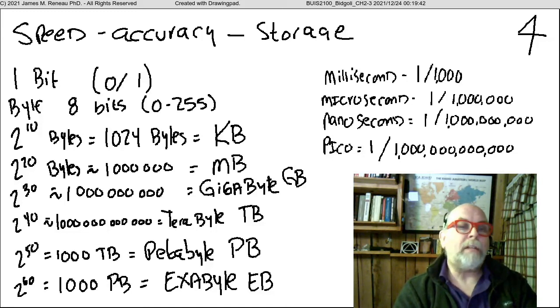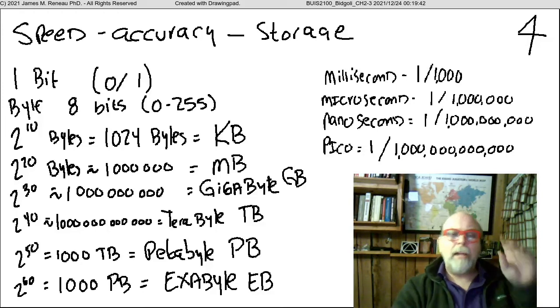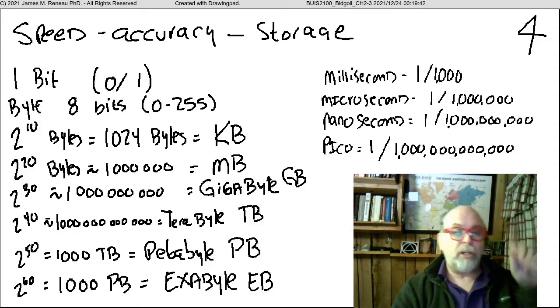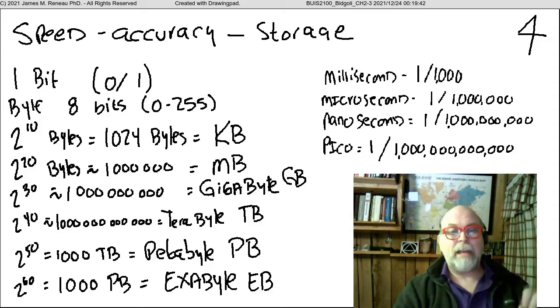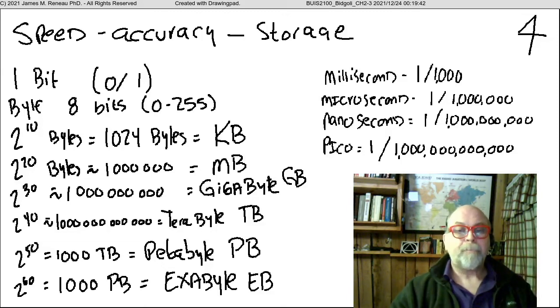So you do need to commit byte, bit, kilobyte, megabyte, gigabyte, terabyte, petabyte, exabyte, second, millisecond, microsecond, nanosecond, and picosecond to memory, and kind of know what the ratios of them are. You know what that fraction of a second, or what that multiplying factor means.